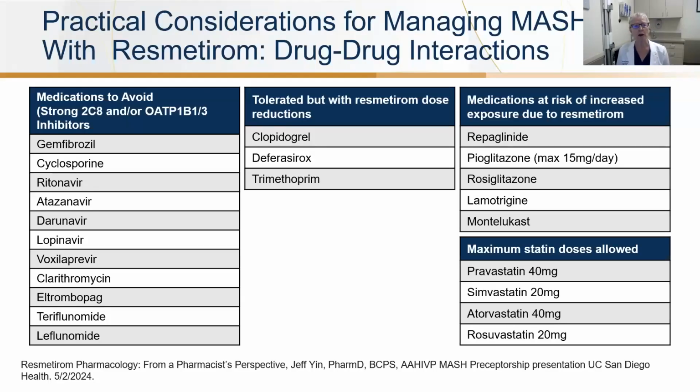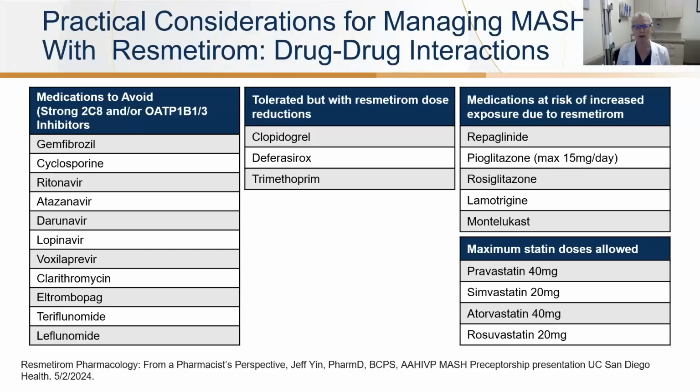These are the ones that you want to avoid because there's a strong liver metabolism pathway of the 2C8 and/or the OATP and the 1B1-3 inhibitors. Tolerated, but with resmetirom dose, you want to have a reduction in it. So look at patients if they're on clopidogrel, Deferux, or trimethoprim. And then medications at risk for increased exposure due to being on the medication.